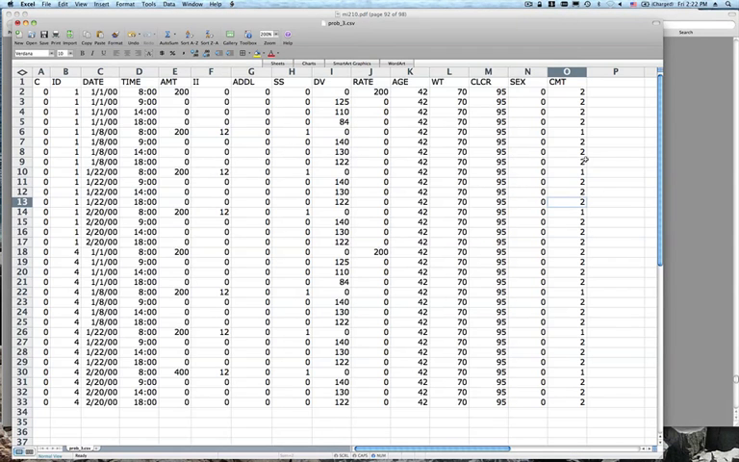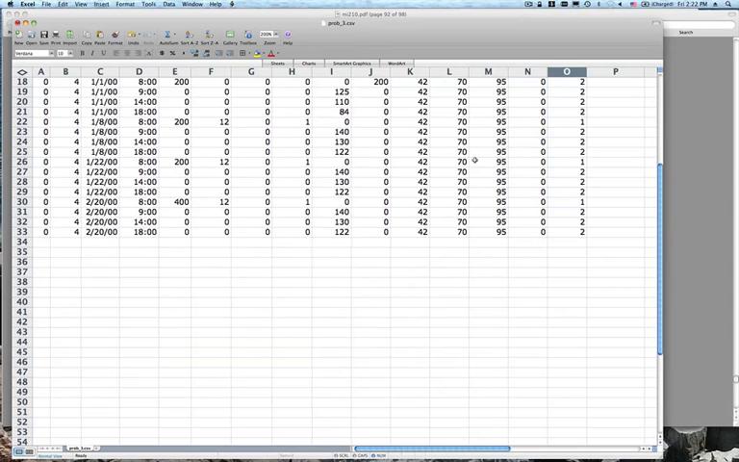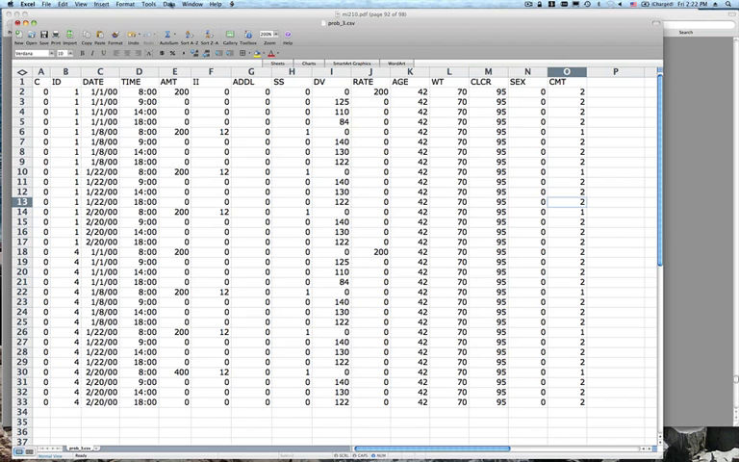Well, let's see what happens. We'll scroll down to individual number 2. Well, number 4 is what we've labeled this one. Oh, let me do this. I'll just do it this way.